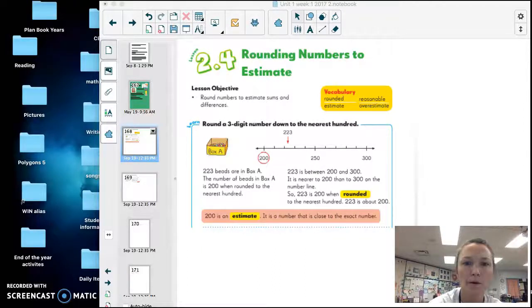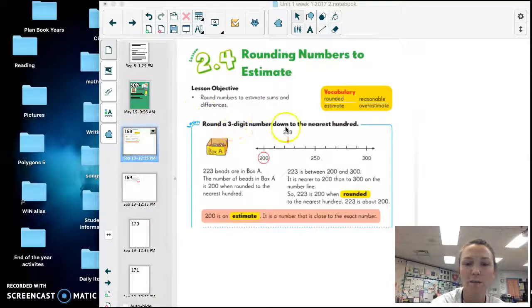Hi guys, today we're going to be talking about rounding numbers to estimate. If you look on the screen, our words are going to be rounded, estimate, if it's a reasonable answer, and an overestimate. I can round numbers to estimate sums and differences.